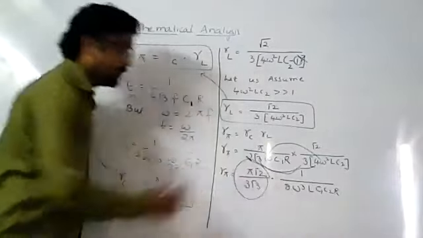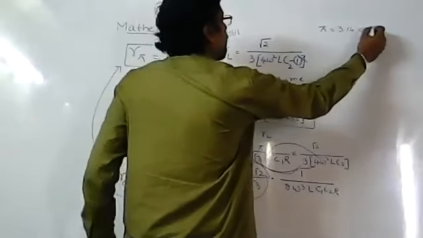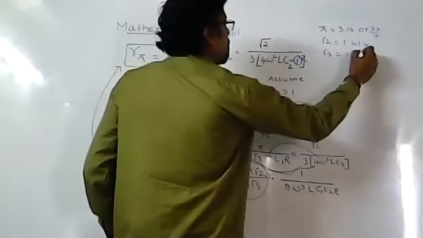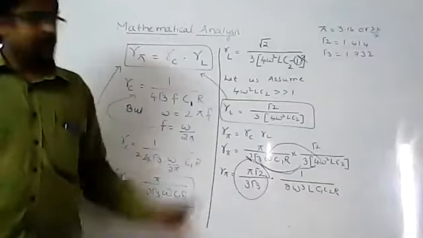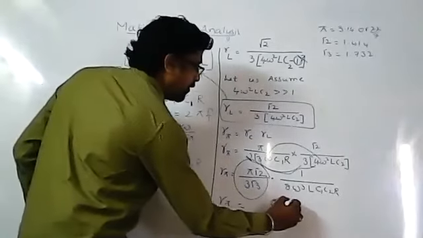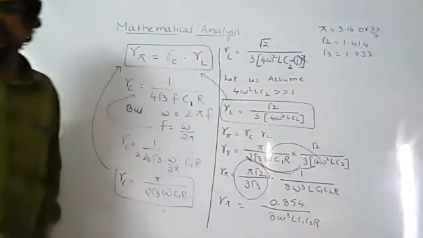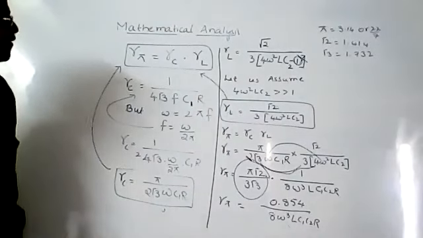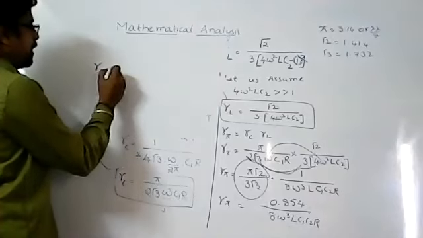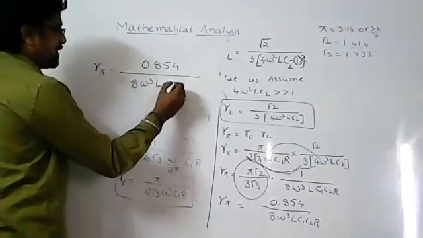Now if I substitute the values, pi is 3.14 or 22 by 7, root 2 is 1.414, root 3 is 1.732. Substituting all those values, I get 0.854 divided by 8 omega cube L C1 C2 R. So I got the R pi value as 0.854 divided by 8 omega cube L C1 C2 R.